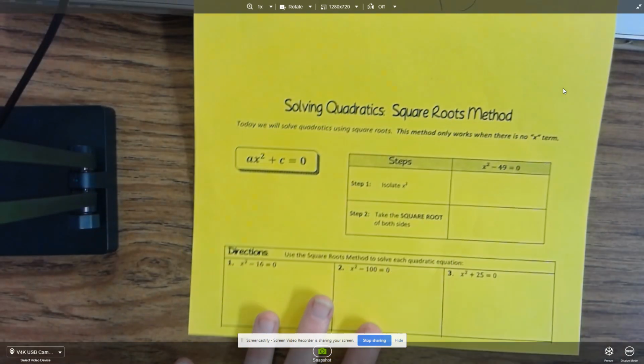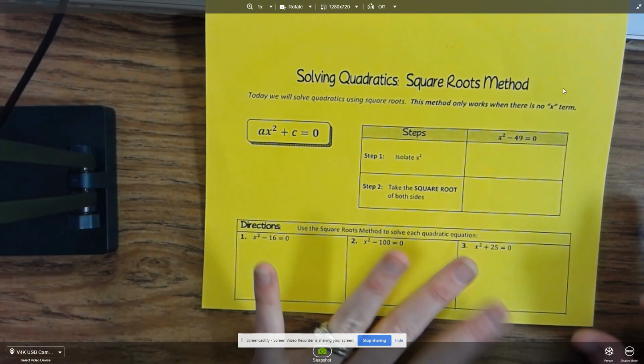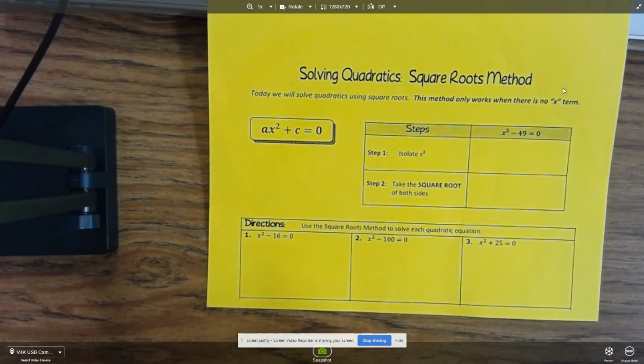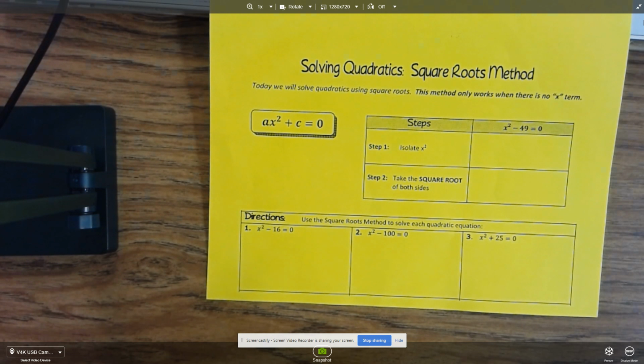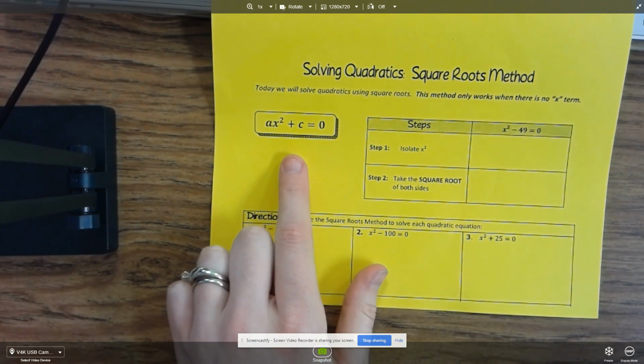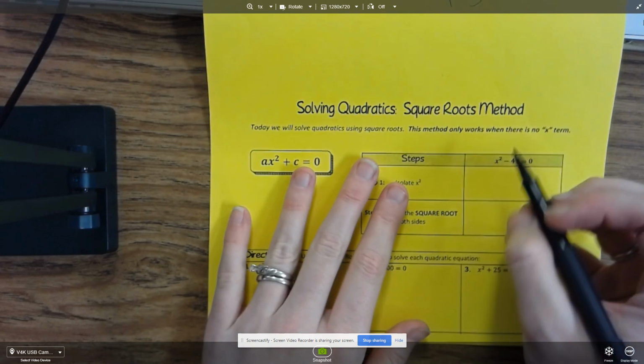This video is for solving quadratics, the square roots method. So we're going to solve quadratics using square roots, and this method only works when there is no x term. So you can see here they need to be in the form ax squared plus c. So your first step is to isolate x squared.